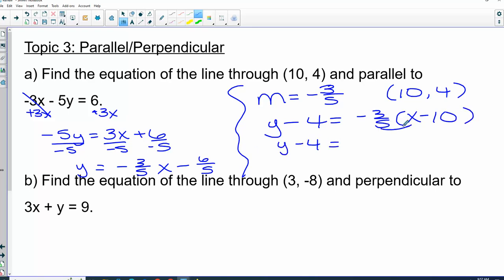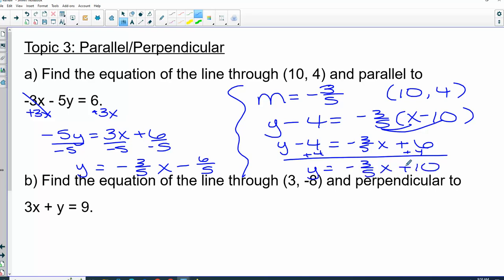So if we distribute, we have a -3/5 x. -3/5 times -10 is a +6. Add over the 4. So -3/5 x plus 10. All right.